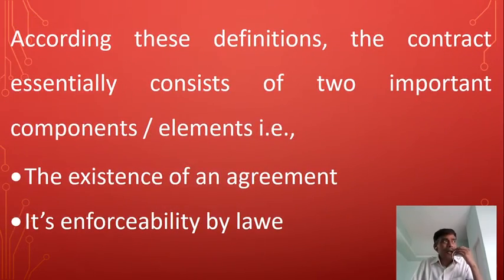Therefore, according to these meanings and definitions, the contract involves two very important elements or components. One is the existence of an agreement, another is its enforceability by law. Therefore, according to these definitions, the contract consists of two very important elements. The first element is the existence of an agreement, the second is its enforceability by law. Okay, then let us switch on to agreement.